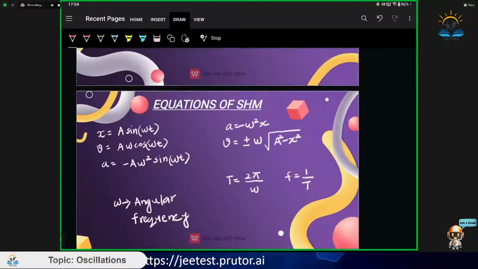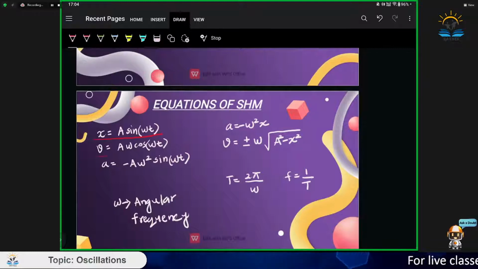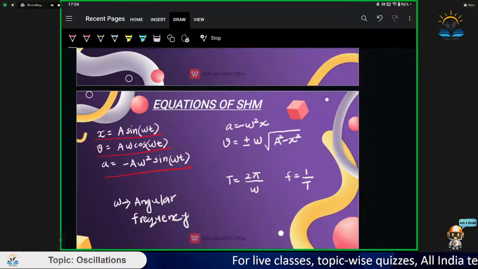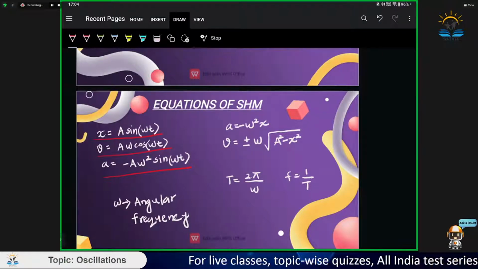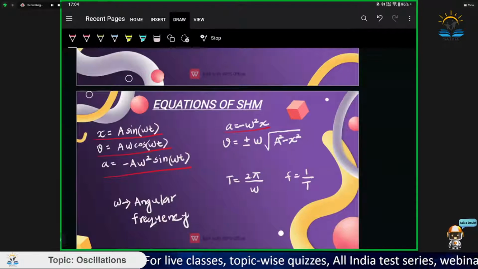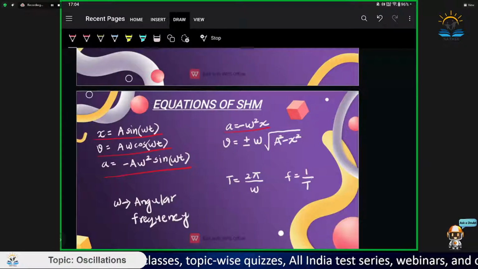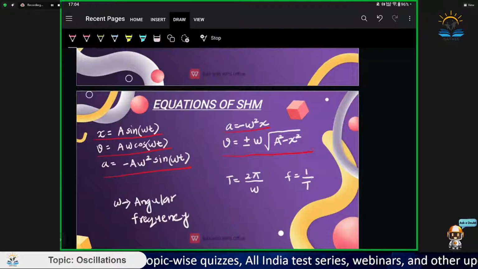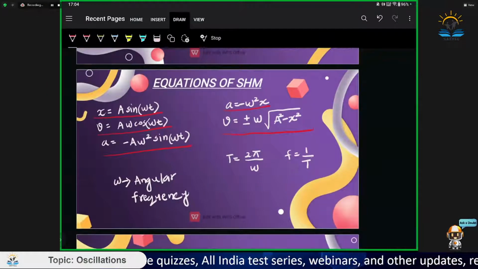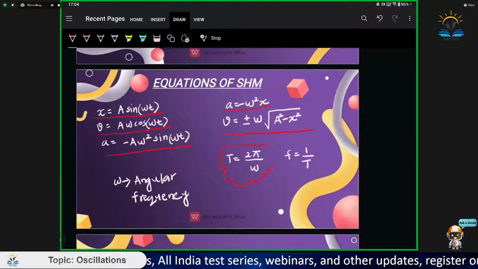The first one is the displacement time relation, x equal to a sine omega t. Second, if we differentiate, we will get velocity. Velocity is a omega cos omega t, and acceleration is minus a omega square sine omega t. Next is the acceleration displacement relation, a equal to minus omega square x. Next, the velocity displacement relation, v equal to plus or minus omega into root of a square minus x square.